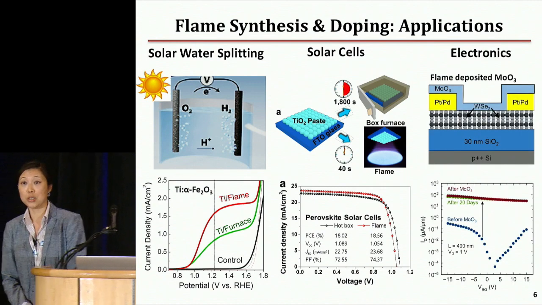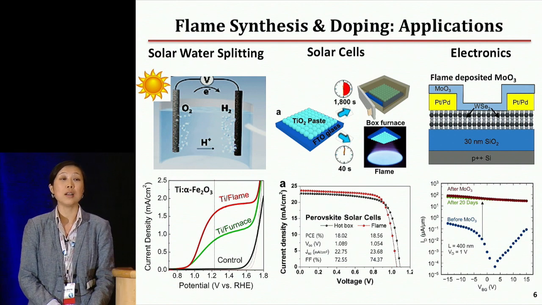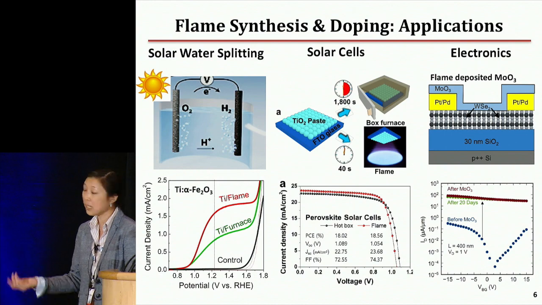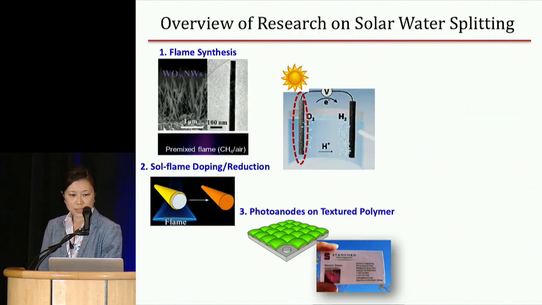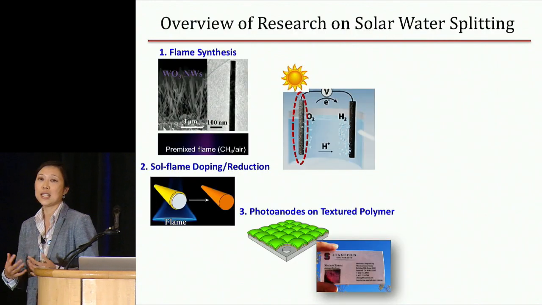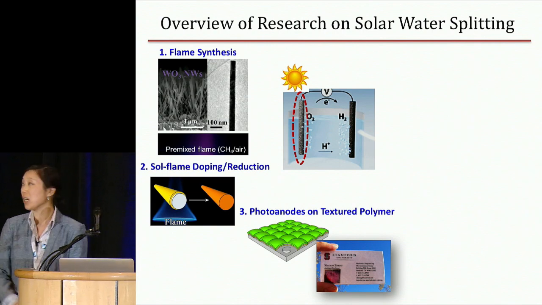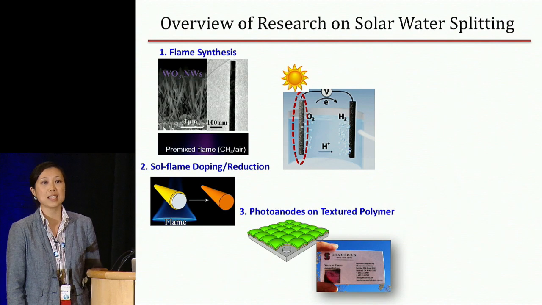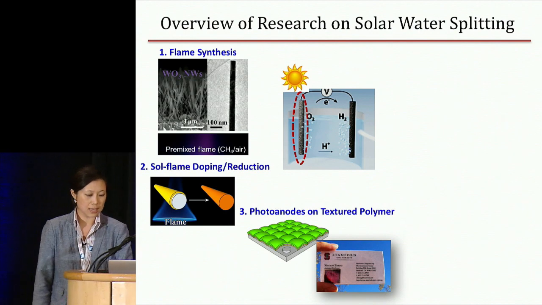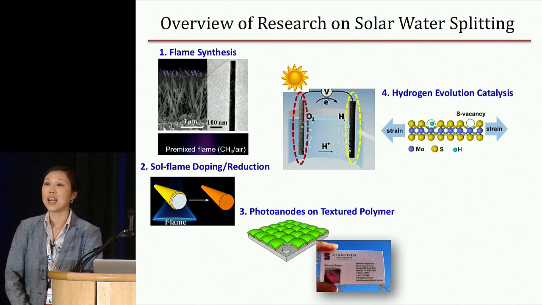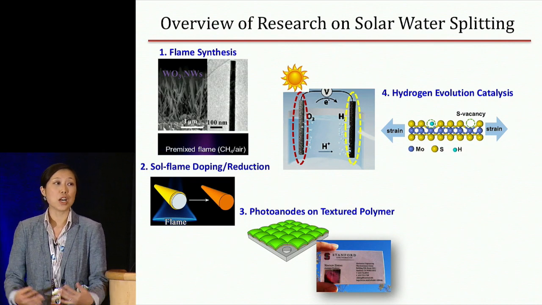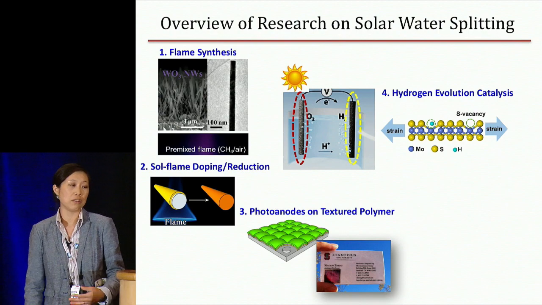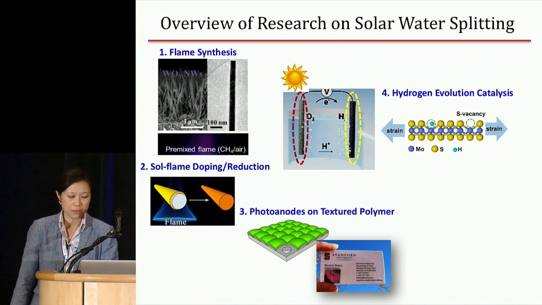Our flame-made material, because it's high temperature, is high quality, and can also serve as a very efficient hole doping material for many of the semiconductor devices. So that leads us to look at a lot of solar water splitting using our flame-made oxide or doped material. We even developed a flexible electrode for this case. We also look at the other side, the hydrogen side. We started to look at molybdenum disulfide. We activated the basal plane for hydrogen evolution reaction by generating sulfur vacancies.